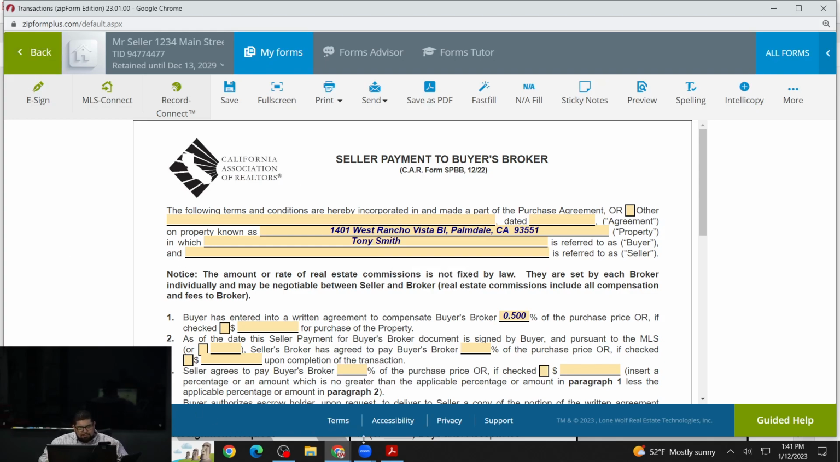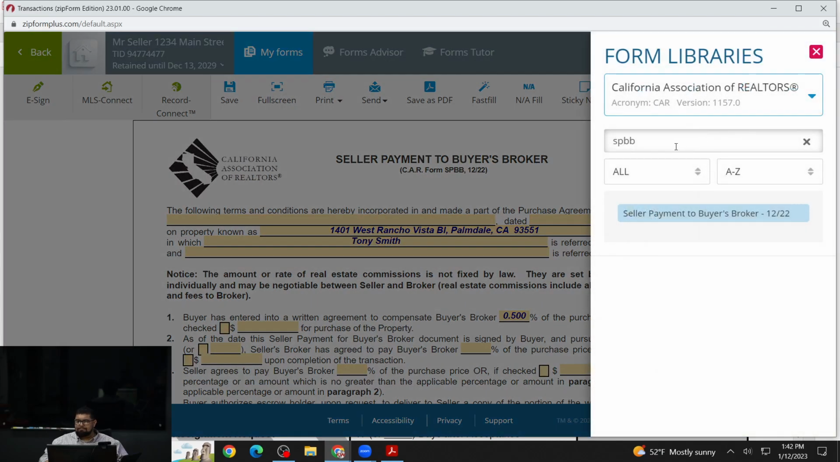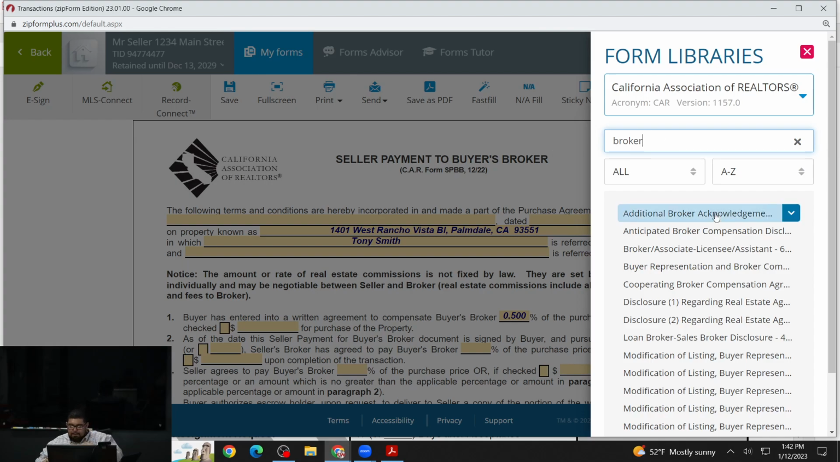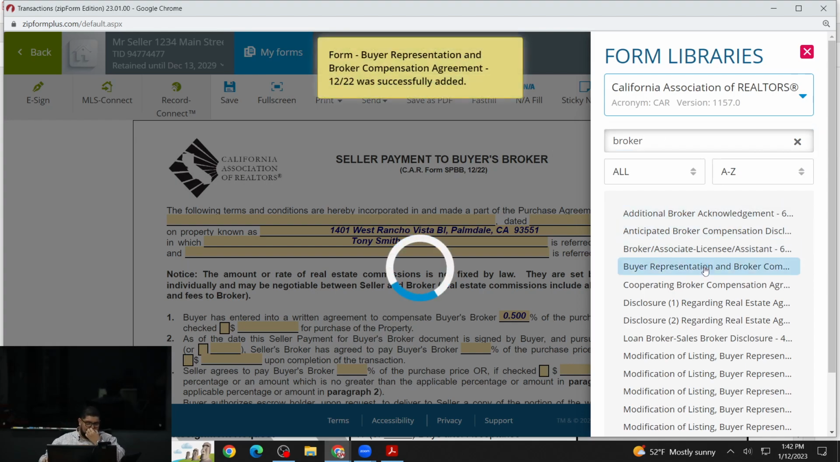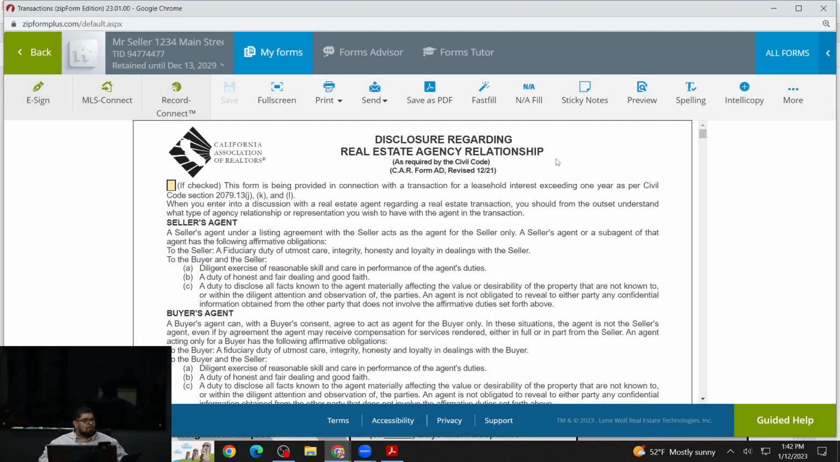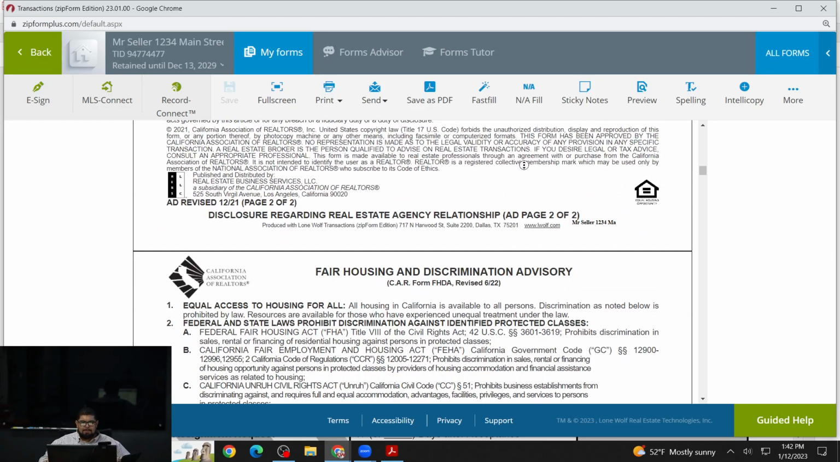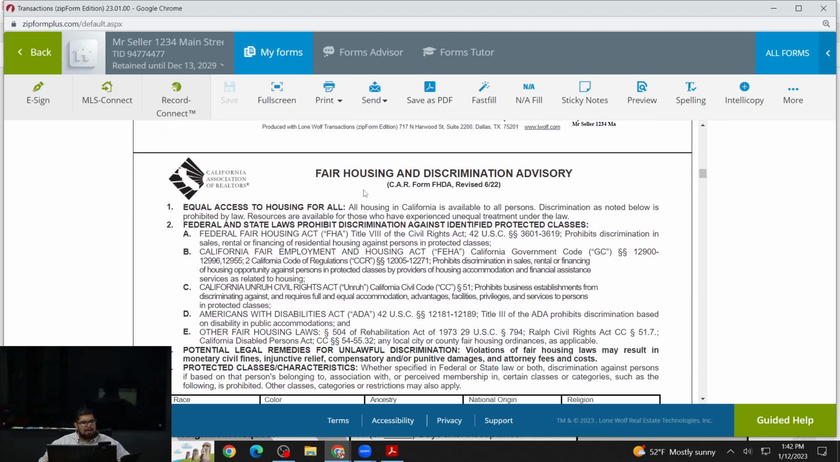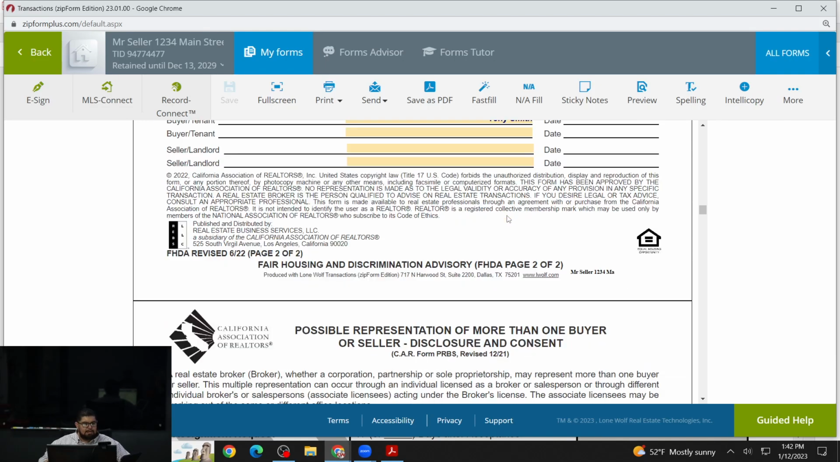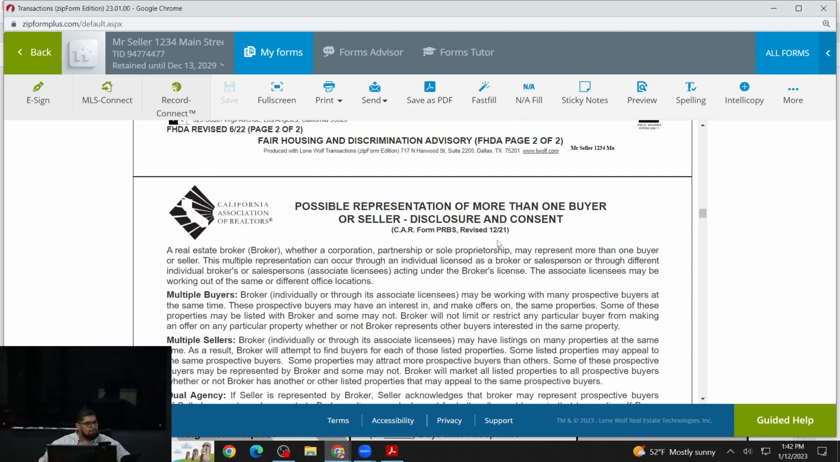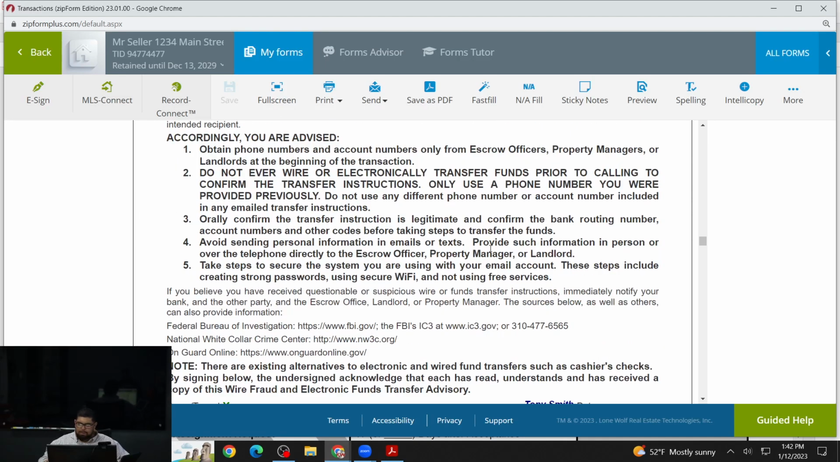Okay, so let's go back now to the form. Here it is. So what did I say? The agency disclosure. Correct. As you can see, this packet starts with the agency disclosure. So this is an agreement. Let's scroll down. Your agreements are always going to have your fair housing, your FHDA, your WFA, and your possible representation of more than one buyer and seller, always.